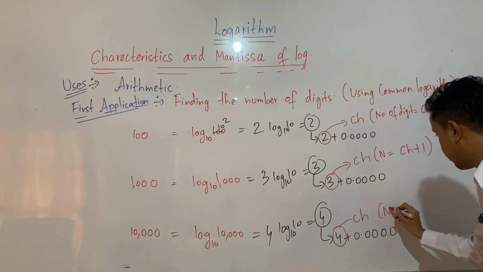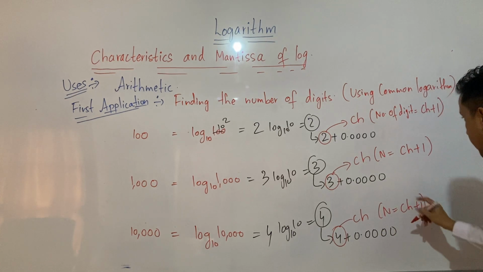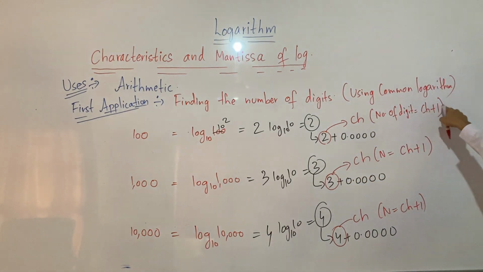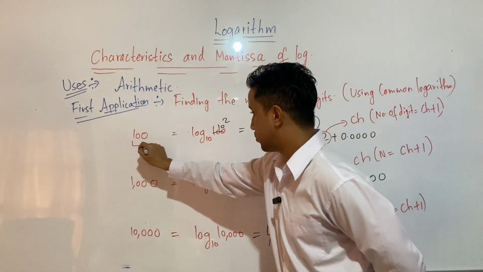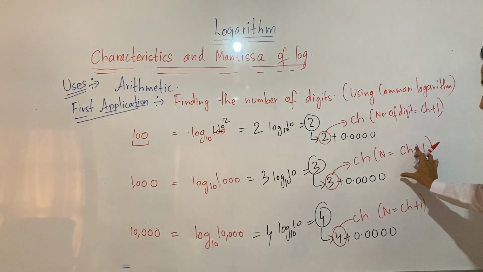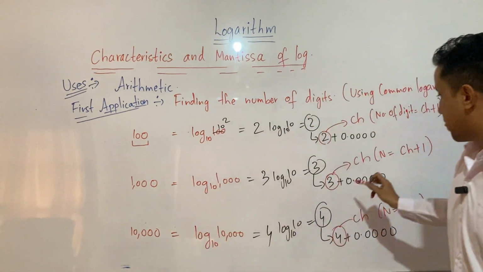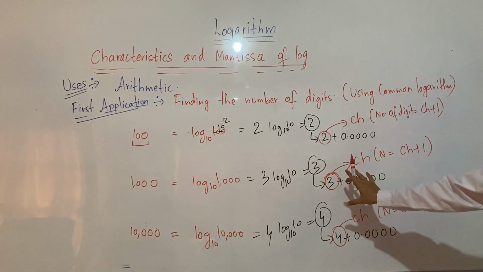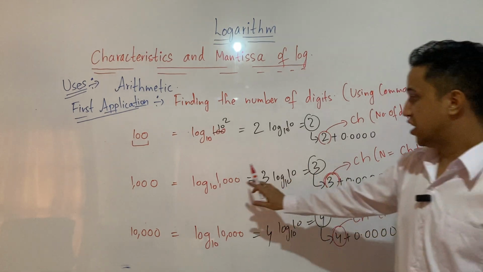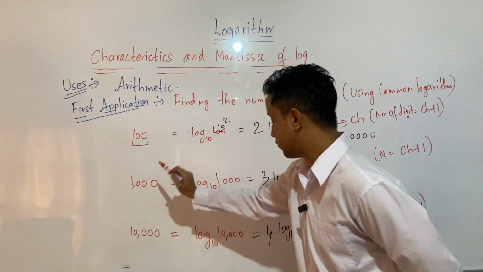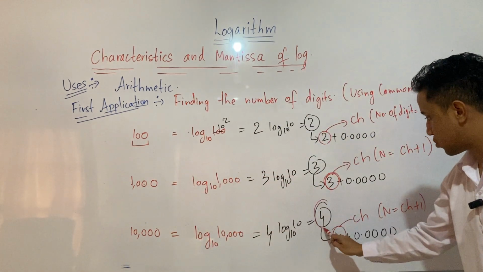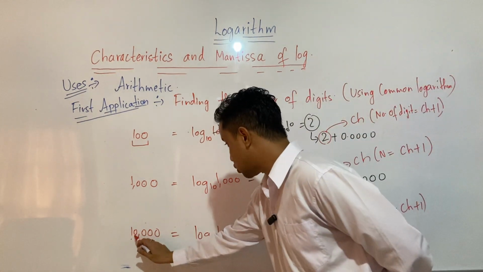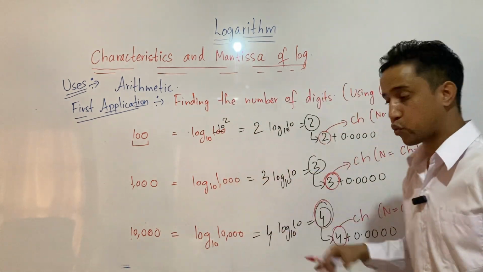Here again, the number of digits is going to be characteristic plus 1. Now come to this one. Here the characteristic is 2, so 2 plus 1, 3. Number of digits 3. Here the characteristic is 3, so the number of digits is going to be 3 plus 1, 4. 1, 2, 3, 4. Here the characteristic is 3, so the number of digits is going to be 4 plus 1, 1, 2, 3, 4, 5. 5.